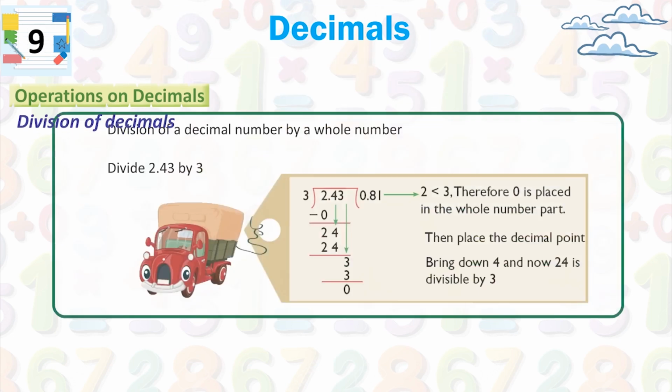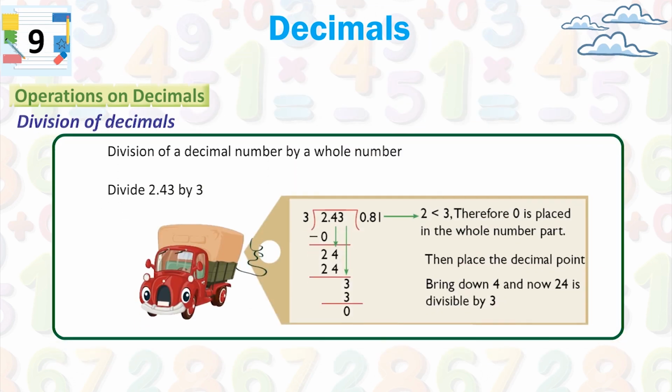Division of decimals. Division of a decimal number by a whole number. Divide 2.43 by 3. 2.43 divided by 3 is equal to 0.81. 2 is less than 3. Therefore, 0 is placed in the whole number part. Then, place the decimal point. Bring down 4 and now 24 is divisible by 3.